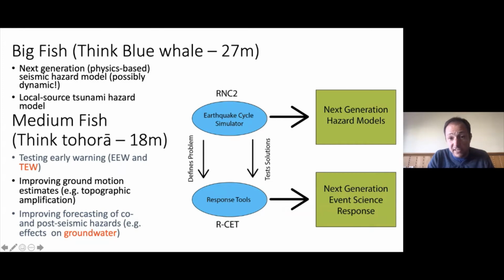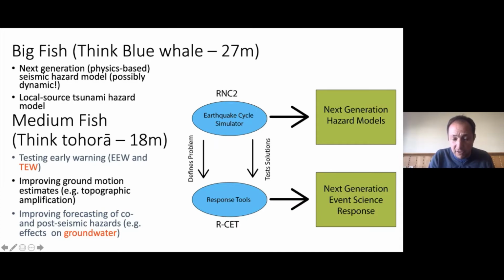So if you imagine this bubble of RNC2, the earthquake cycle simulator, I think that creating this catalog underpins not only the preparatory phase, that phase where you're building resilience by doing things like making next generation hazard models, but you're also feeding into these other work streams that develop ways we respond and ways we recover.